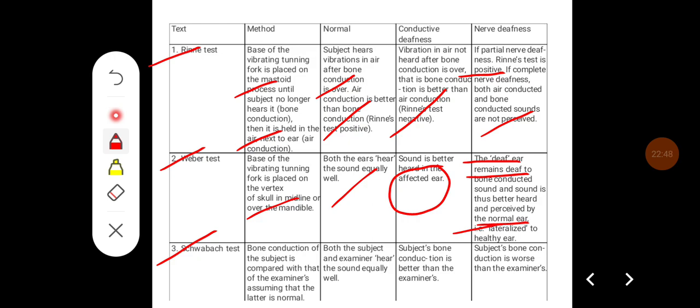Schwabach's test is done by bone conduction. It is going to determine the bone conduction of the subject compared with that of the examiner, assuming that the latter is normal. So normally, both the subject and examiner hear the sound waves equally, and in conductive deafness, the subject's bone conduction is better than that of the examiner, and in nerve deafness, the subject's bone conduction is worse than that of the examiner.